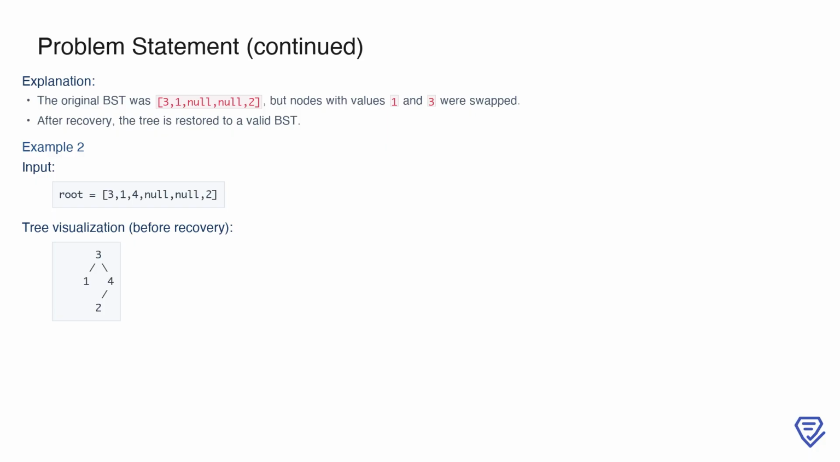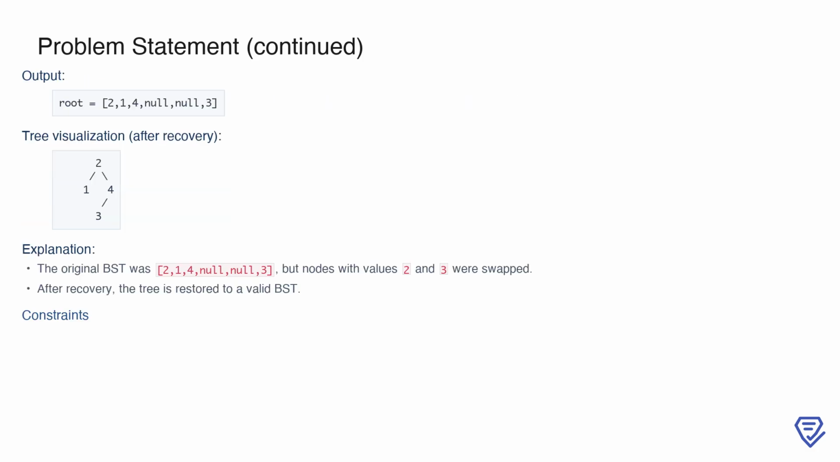Now, let's examine another example to solidify our understanding. This time, the input tree is more complex, with the root node 3, its left child 1, and its right child 4. Additionally, the left child of 4 is 2. This tree also violates the BST properties, as the value 2 is incorrectly placed.